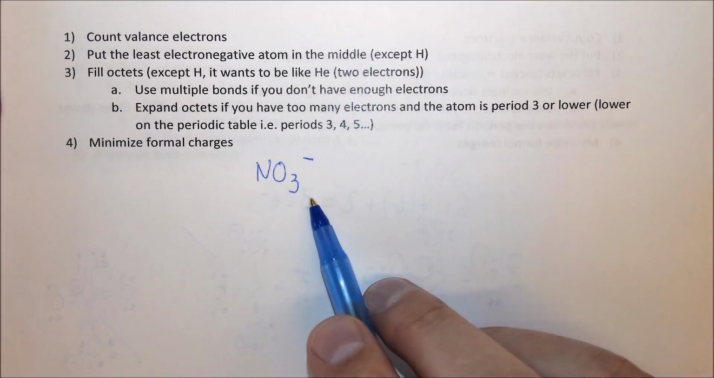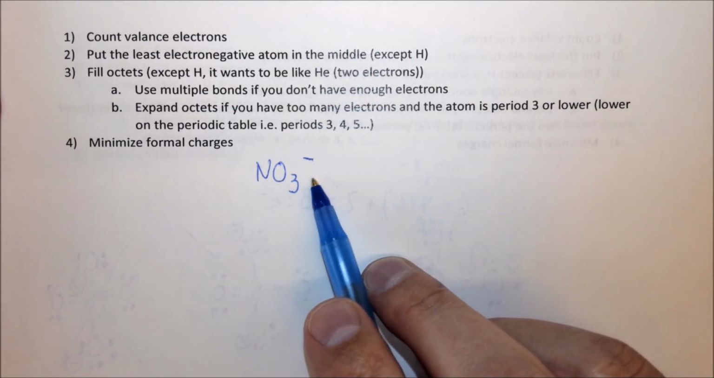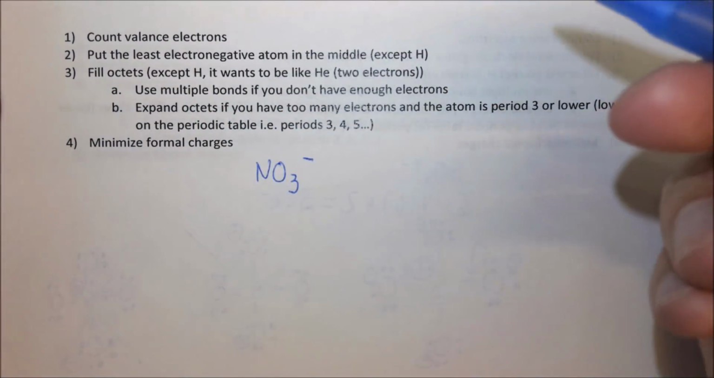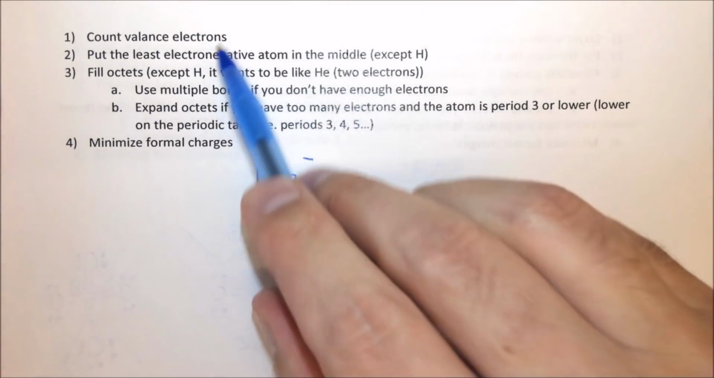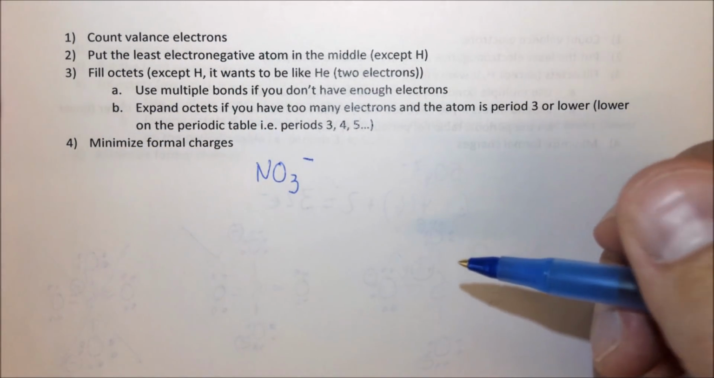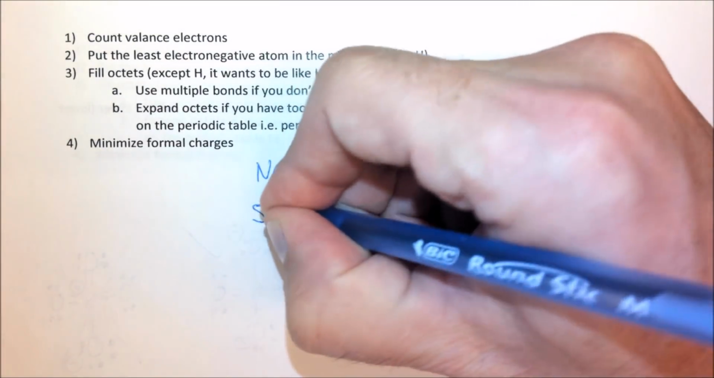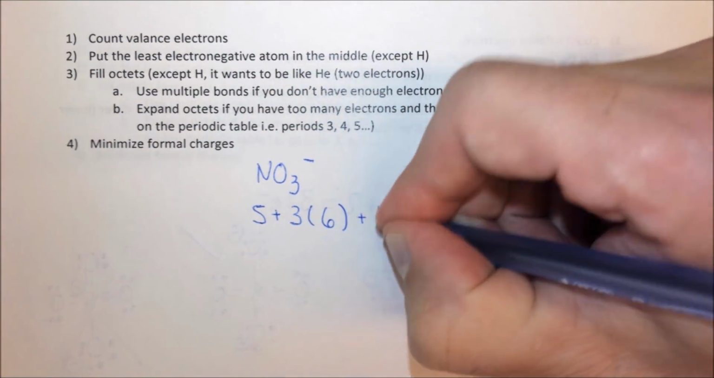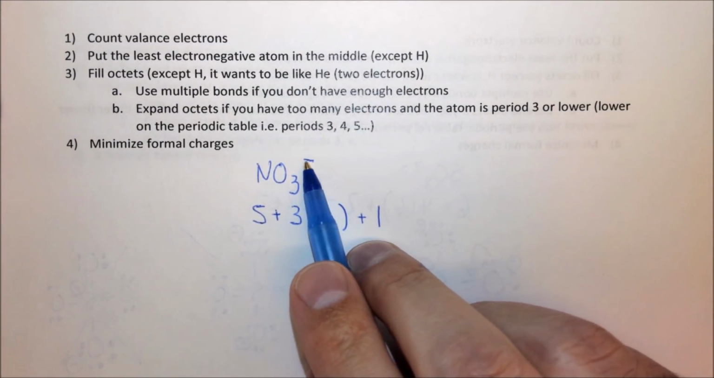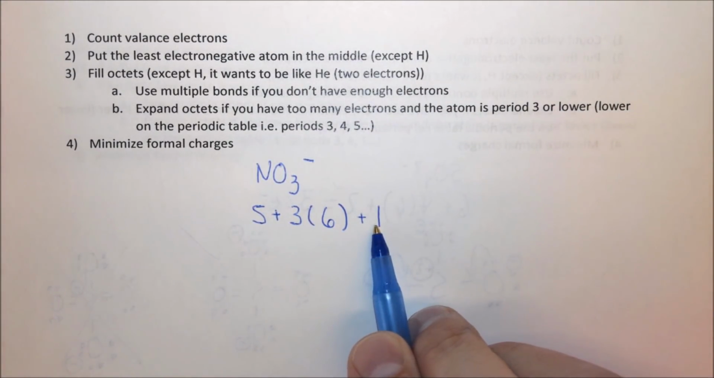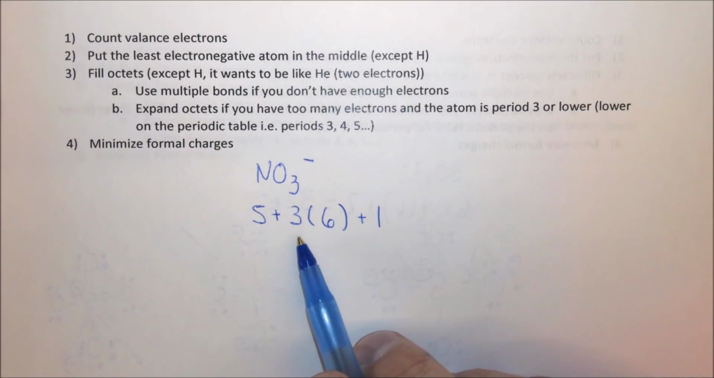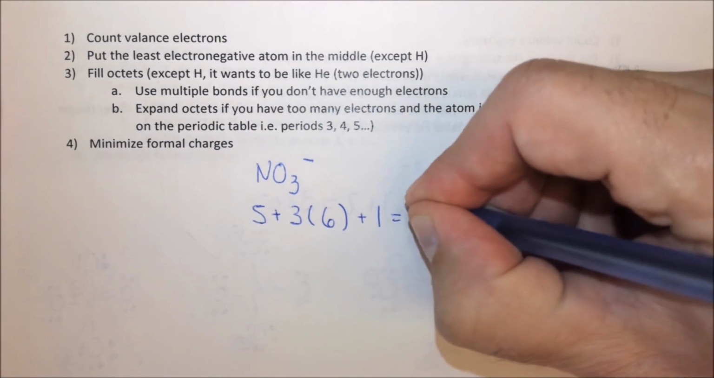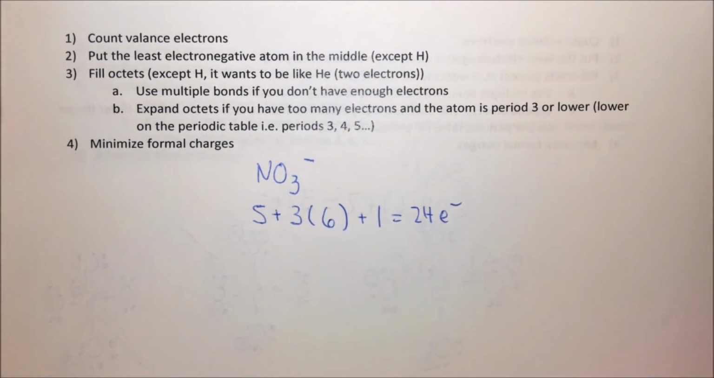So the last one we're going to do is NO3-. In this case, we want to count the valence electrons as the first step. In all cases, when you're drawing Lewis structures, you want to do these rules in the order that they're written. So we have 5 plus 3 times 6 plus 1. Note that for the minus charge, we add an additional electron, because something that's negatively charged has an extra electron. This gives us a total of 24 electrons.